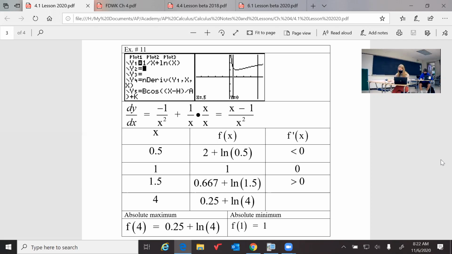So now what? I back up. I went to 0.5 and 1.5. What happened? The derivative was negative and it went to positive. So therefore, at 1 has to be the minimum. Where's the maximum? I compared the outputs. And the output at 4 is higher than the output at 0.5.